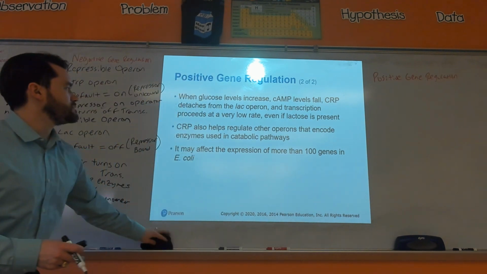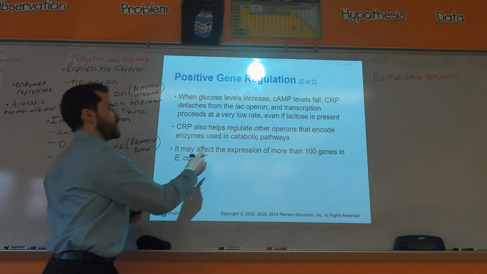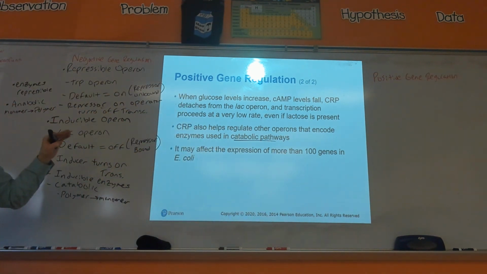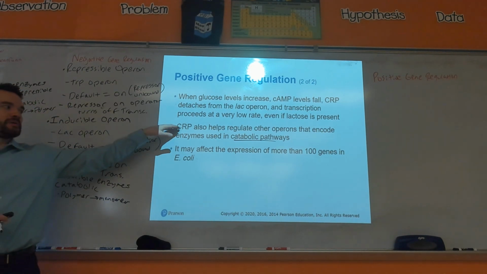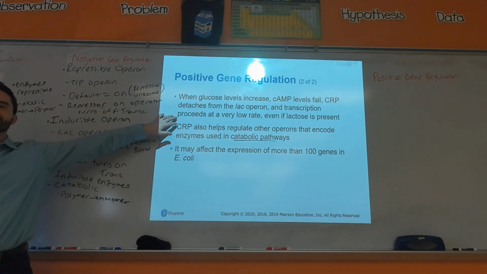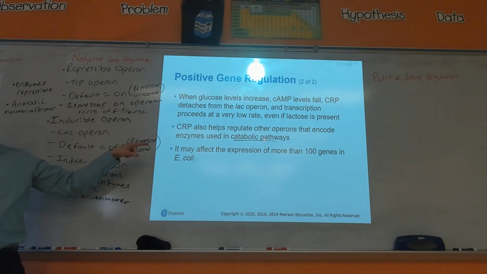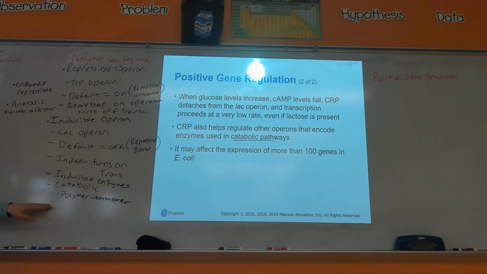Now CRP, the cyclic AMP receptor protein, will also work on other catabolic pathways. So it's not just being used in this one pathway. Remember, CRP is active when you're low in glucose. If you're low in glucose as a bacteria, it would make sense that you would also want to activate a bunch of other genes in addition to the lactose ones. So that's why it's going to turn on other enzymes we need to break down other catabolic pathways. In other words, the bacteria is going to want to break down other fuel sources it has available to it because it doesn't have that glucose present.